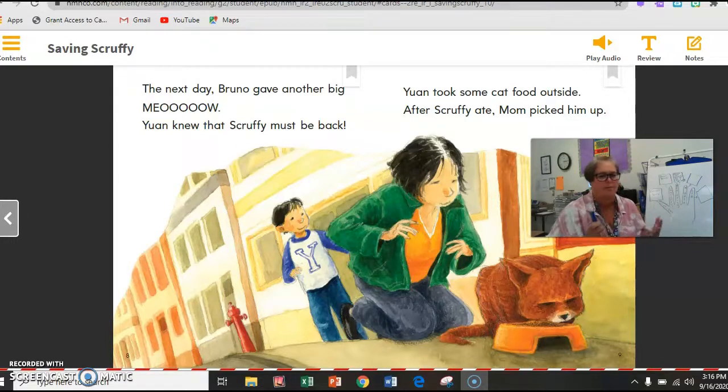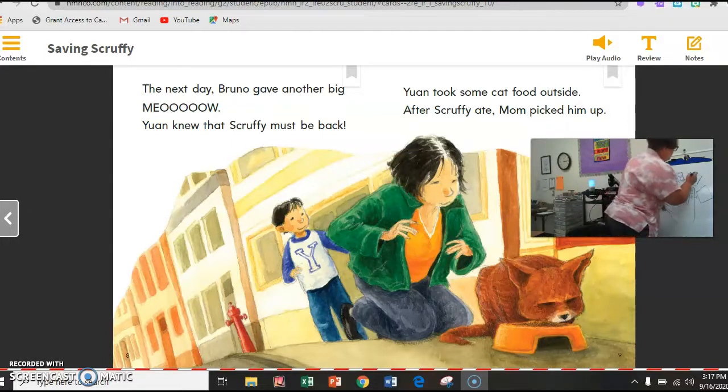So we're kind of in the middle of the story now, and they saw the little Scruffy cat, and they fed it. So we could go ahead and fill this in right here. Let's put, they saw a Scruffy cat.